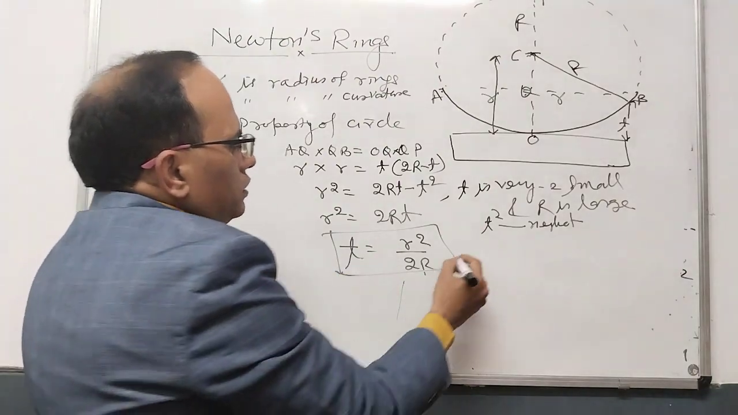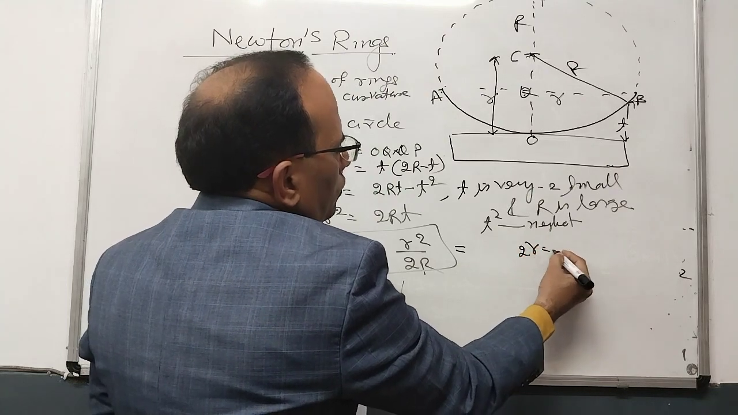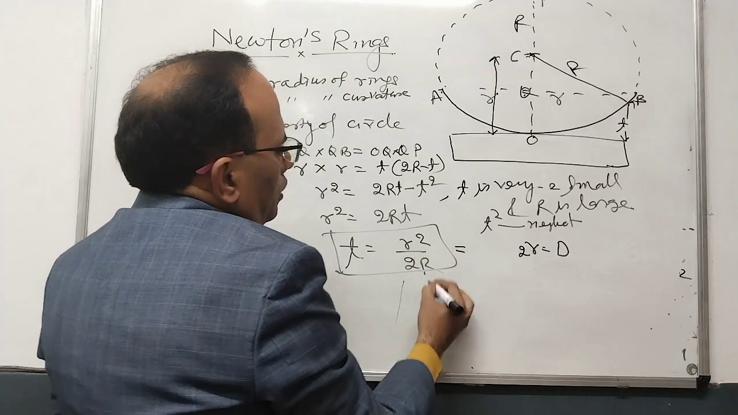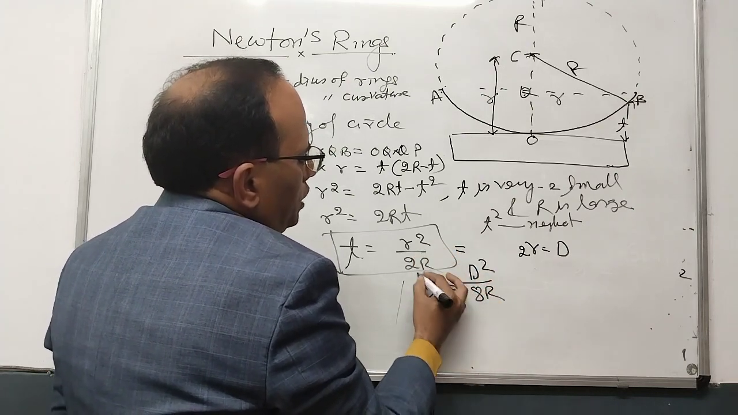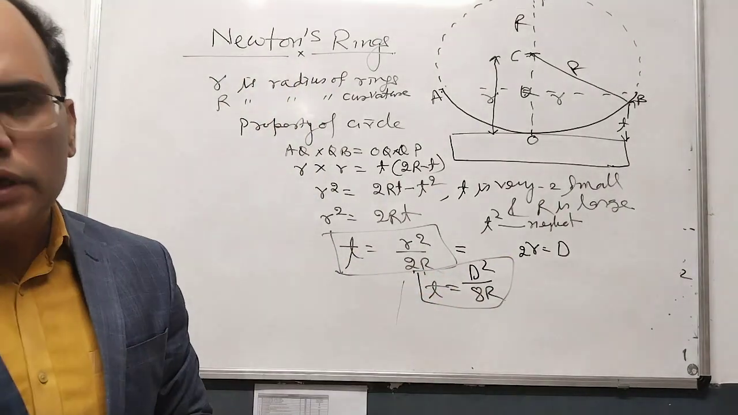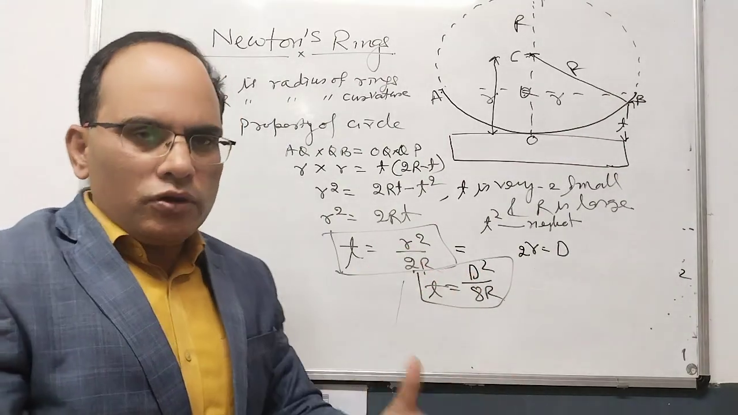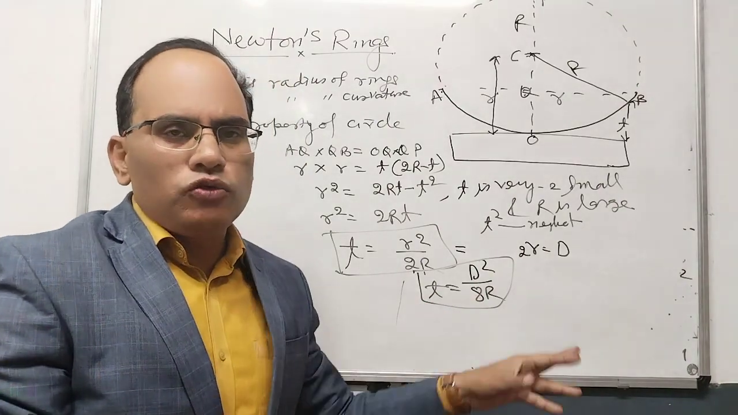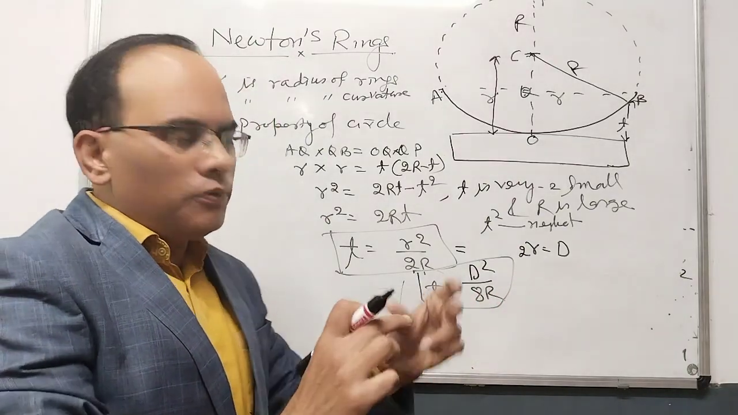One can also write, suppose 2r equals D, the diameter. Then one can write D square upon 8R. This is also the thickness of the air film. So one can calculate the thickness if you know the diameter capital D or the radius small r of those rings, and also the lens that is used to form the Newton rings. Then you can calculate the thickness of the air film.